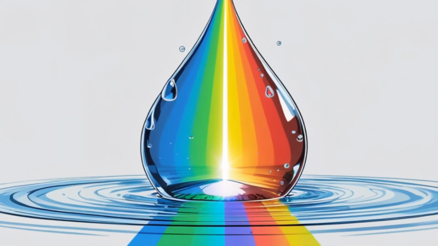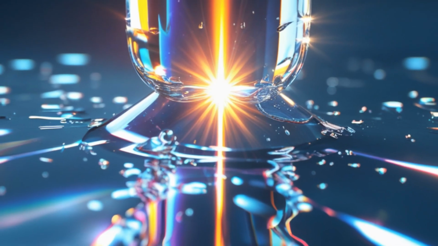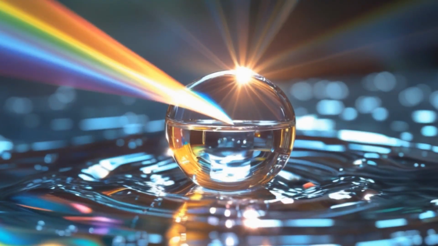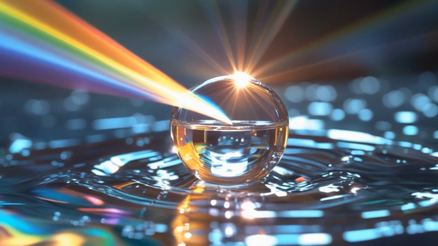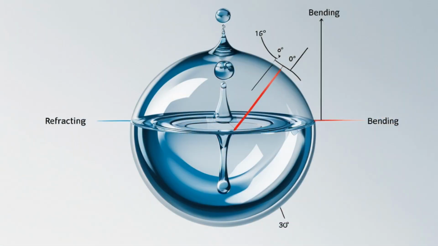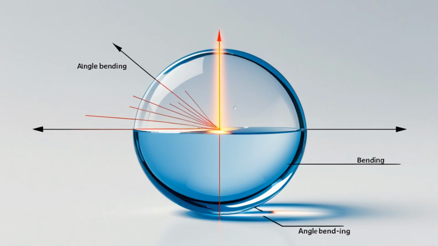Let's break that down. Light travels in straight lines until it passes through something like water or glass. When sunlight enters a raindrop, it slows down and changes direction slightly. This is called refraction, and it's the first step in forming a rainbow.